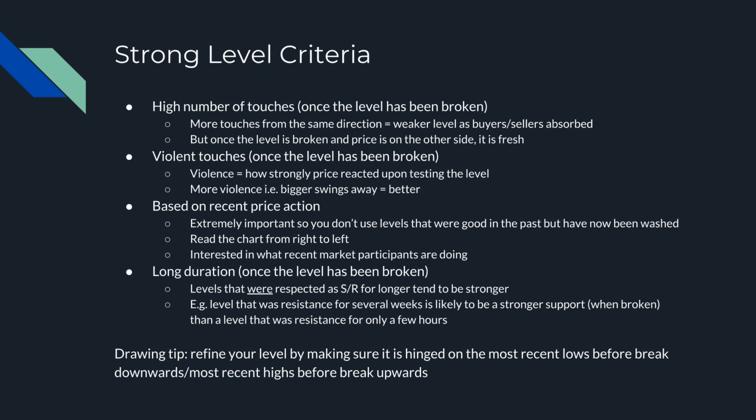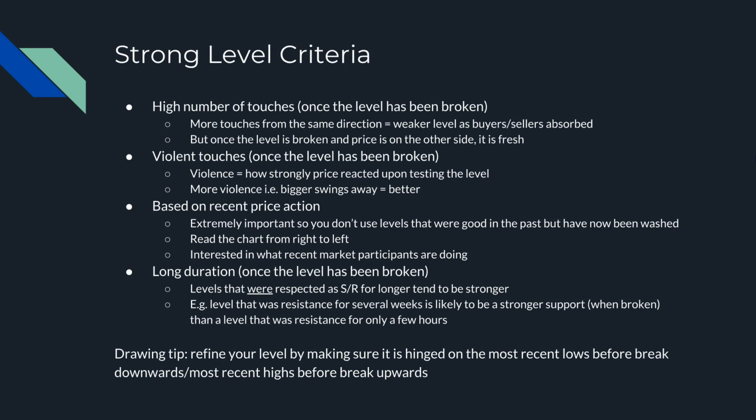So now that we've got these principles in mind, we can put them together to get an idea of what actually makes a strong level. We've got a few categories. The first one is a high number of touches once the level has been broken. As we've established, if a level has got a high number of touches from the same direction, that doesn't make it stronger. If anything, I'm gambling, hoping that the sellers will be able to absorb another bout of selling, or the buyers will be able to absorb another bout of buying. We know that the fresh test is the best test, so if a level has a high number of touches from the same direction, that's not good.